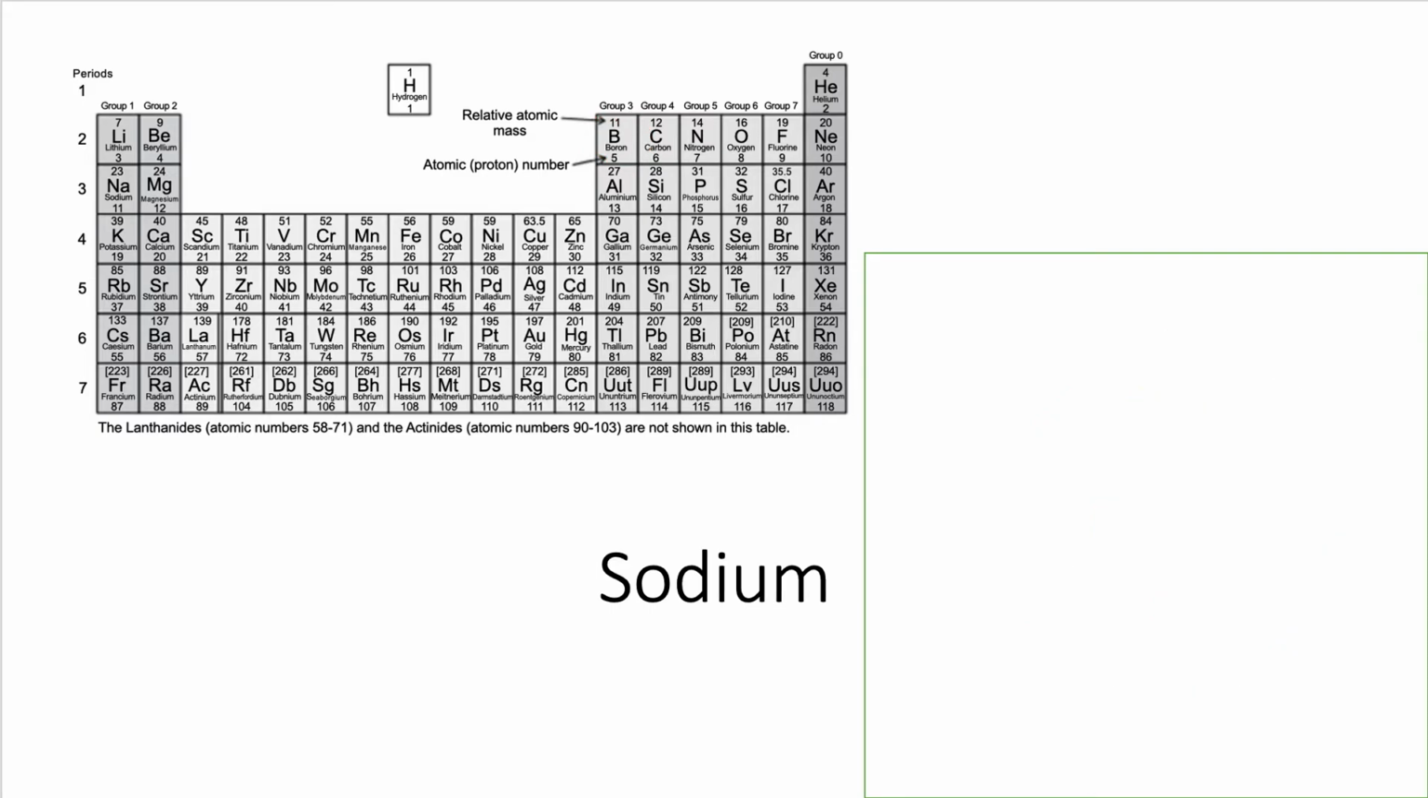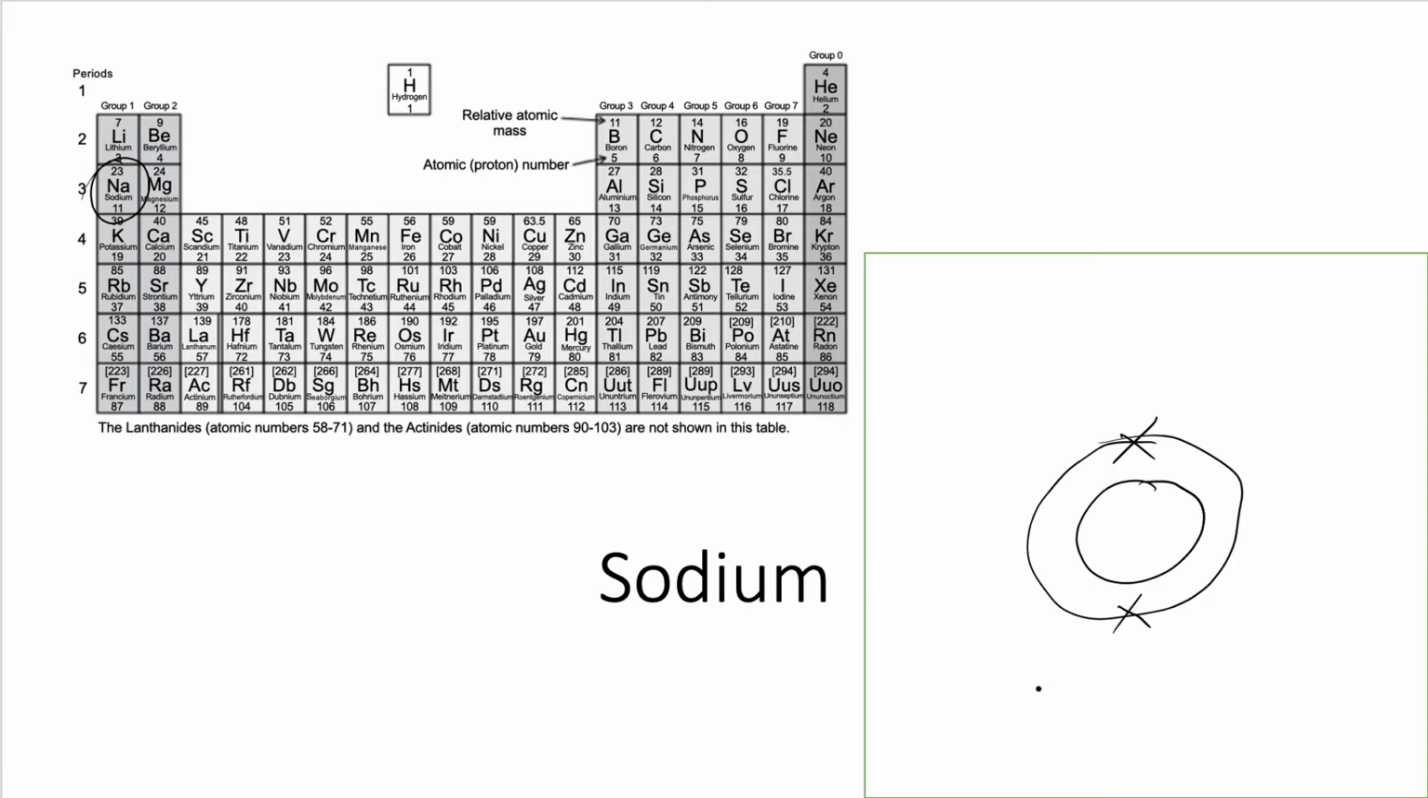Now let's try another one, sodium. Let's find sodium on the periodic table. It's over here, sodium. So by looking at it, it's in group 1, so it has 1 electron in its outer shell, and it's in period 3, so it has 3 electron shells. So let's start off by drawing the nucleus, and our first electron shell, this holds 2 electrons, so we can draw them in.